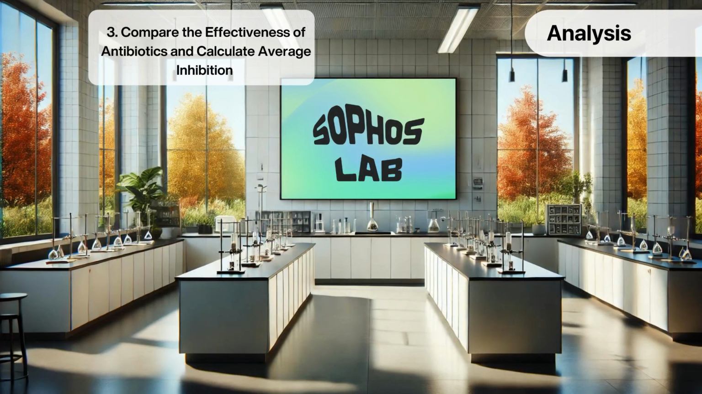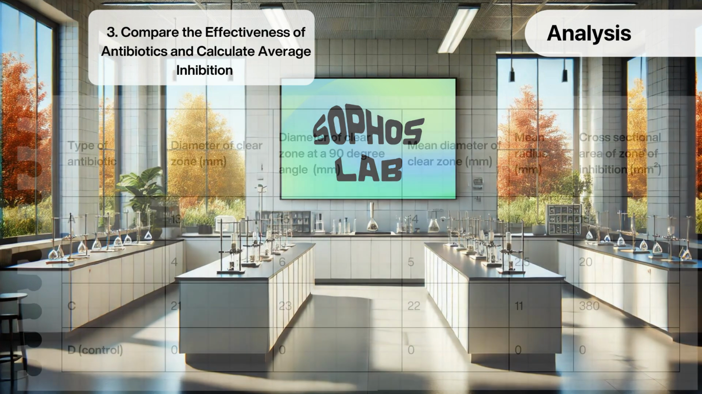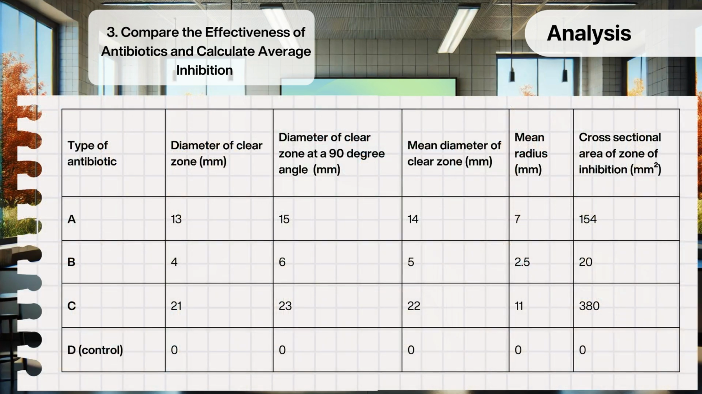Next, we need to compare the effectiveness of the antibiotics and the disinfectants. Create a table to organise your data with columns for the type or concentration of antibiotic or disinfectant, the diameter and area of the clear zone, and any observations. Note that if multiple tests were performed, we need to calculate the average diameter and area of the zones of inhibition for each type or concentration of antibacterial agent. Conducting multiple experiments and taking the average like this reduces the influence of any outliers or experimental error.